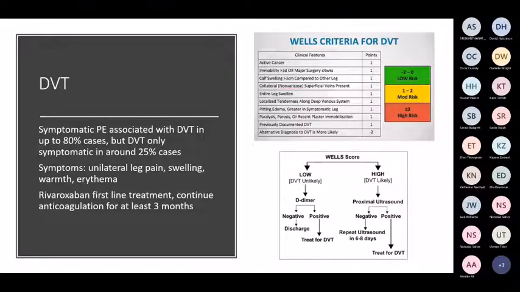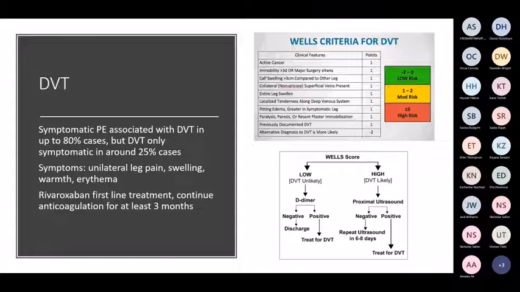And once you've worked out the Wells criteria, it's stratified into low risk, moderate risk, or high risk. And then that will decide on your management. So if they've got a low Wells score, then you go on to doing a D-dimer. And if that's negative, then it's very unlikely that they've got DVT. If it's positive, in this diagram it says treat for DVT. I think in reality you'll probably still do an ultrasound.